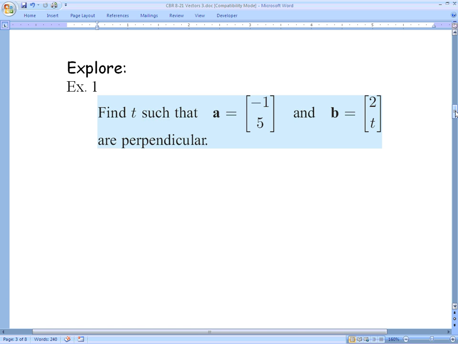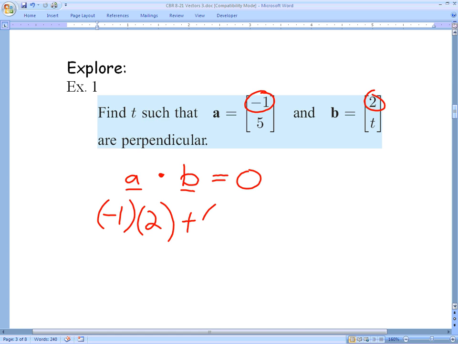So that brings us to this first question here. We are asked to find t so that these two vectors are perpendicular. Well, again, if they're perpendicular, that means their dot product equals 0. So I could say that A dot B equals 0 if and only if they're perpendicular. And for the dot product, we take the two x components and multiply those together. -1 times 2 plus the two y components, 5 times t. Again, that all should equal 0.